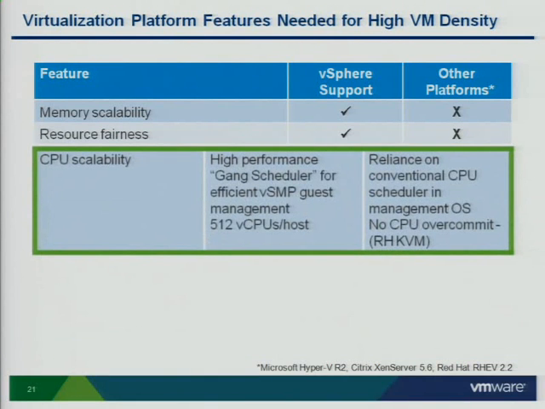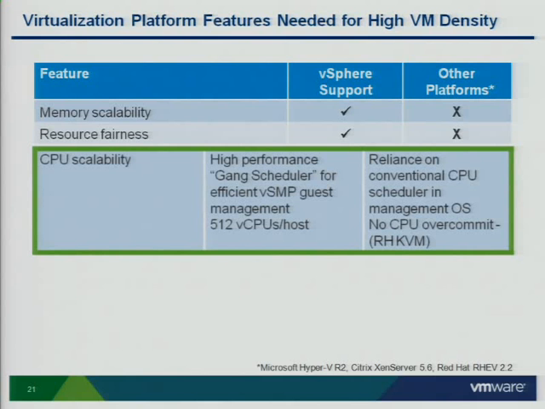Next, you want to look for a hypervisor that's got good CPU scalability. So besides overcommitting memory, you're almost always going to be overcommitting CPUs with virtualization. That is, the number of virtual CPUs from all your powered-on VMs is going to be greater than the physical number of cores you have installed in your host systems. And we have a very efficient CPU scheduler built into ESX. We refer to it as a gang scheduler.